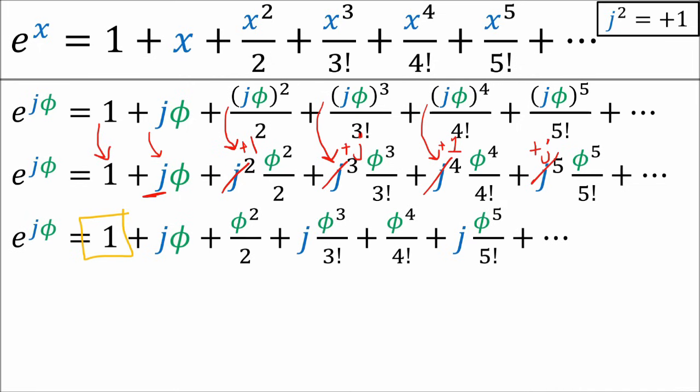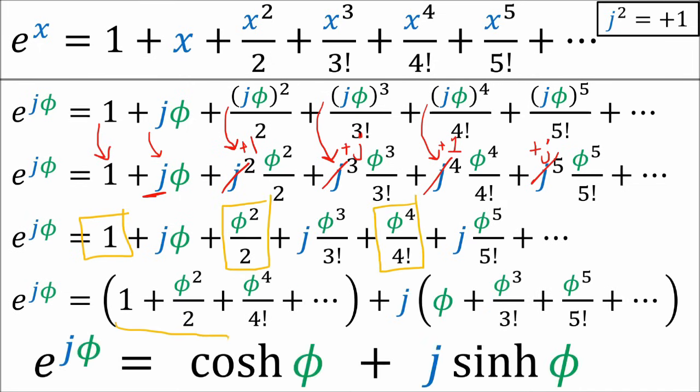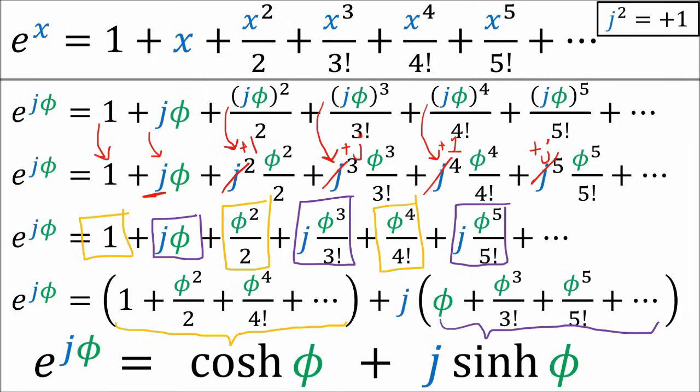If we separate the terms without j's from the terms with j's, the terms without j's give us the Taylor series for hyperbolic cosine, and the terms with j's give us the Taylor series for hyperbolic sine. As discussed in video 9, Lorentz boosts are just another word for hyperbolic rotations. So this result is indeed a Lorentz boost.